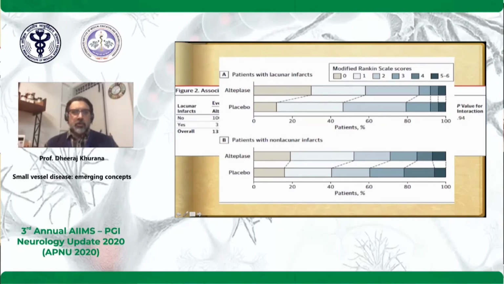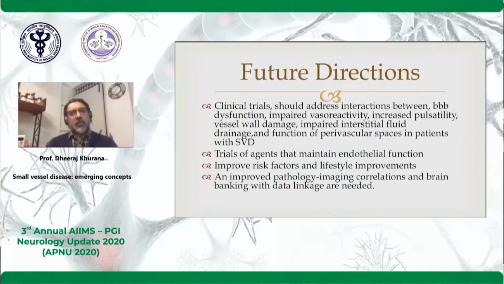So what do we look for in the future? Like I mentioned, trials which should address interactions between blood-brain barrier dysfunction, which I talked of earlier, reactivity, pulsatility, vessel wall damage, interstitial fluid drainage, and function of the perivascular spaces. So basically, something which focuses on the basic pathology rather than just looking at hypertension control and antiplatelets. Statins are believed to do that, and that's why statins have been the subject of clinical trials.